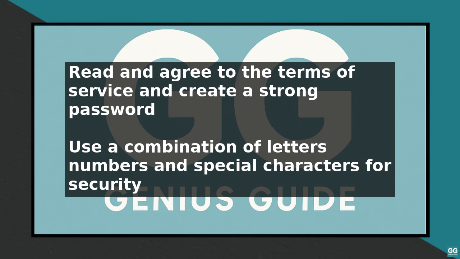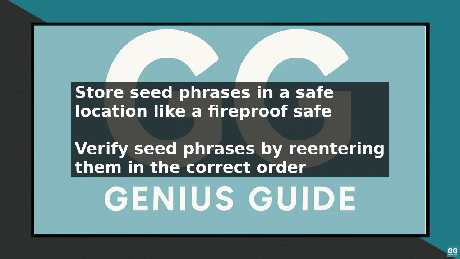of your wallet. Next, you will be given a set of seed phrases, also known as recovery phrases, which are used to restore your wallet in case you lose access to it. It is crucial to store these seed phrases in a safe and secure location, such as a fireproof safe or a secure note-taking app. Never share your seed phrases with anyone, as this can compromise the security of your wallet.